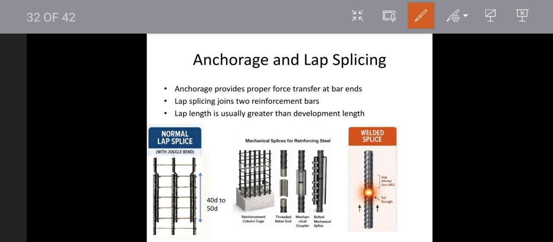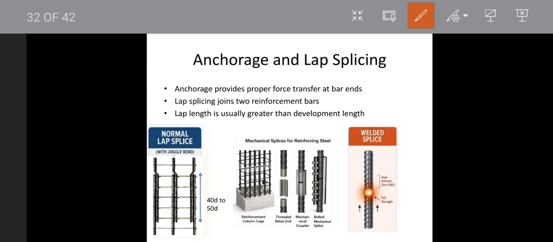Next one is lap splicing. Lap splicing is nothing but combining two rods. Why do we need to combine two rods? Because a single rod is of 12 meter length. If a building or a single element is going to be more than 12 meter, then we need to join the two rods together. In order to join two rods, we have three different methods. One is lap splicing, another one is mechanical splicing, and another one is welding splicing.